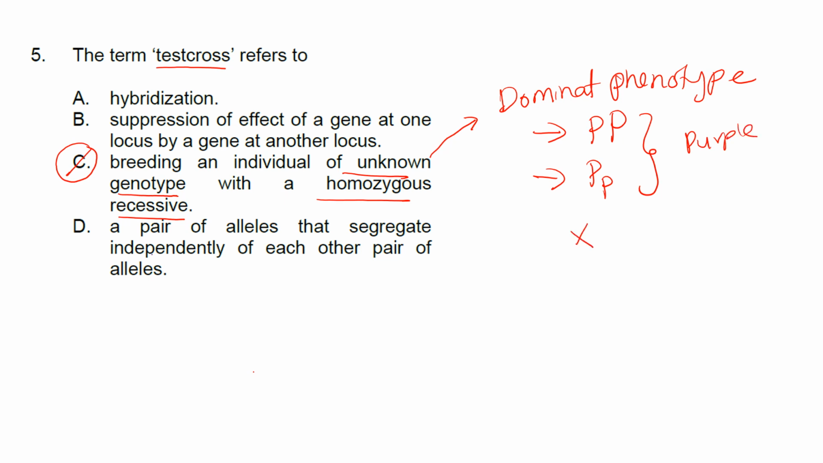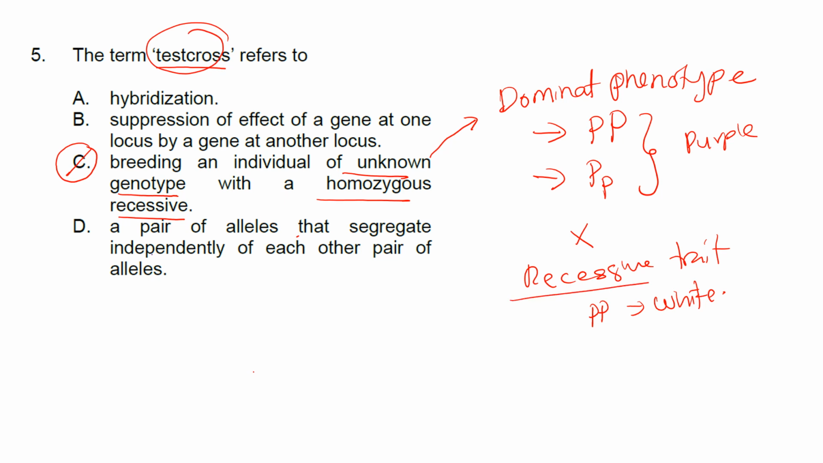So you have to cross with another individual that exhibits the recessive trait or recessive phenotype, because for sure you know that the genotype of that individual will be homozygous recessive. In this case, for example, the flower color is white. That is a test cross. You cross with an individual that is homozygous recessive, that portrays a recessive trait.